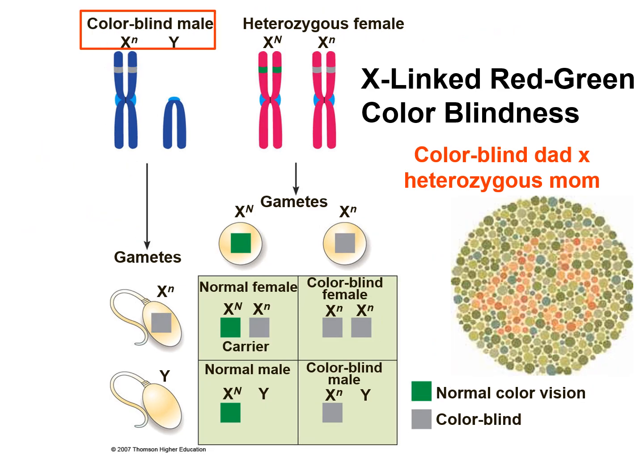And then here's just another one just to show you how we could get a colorblind female. So in order to get a colorblind female, you'd have to have a colorblind father with a mother that's a carrier. So she's heterozygous. And this way you could get the recessive allele coming from mom, and then the recessive allele coming from dad, and that's how you could get a colorblind female.